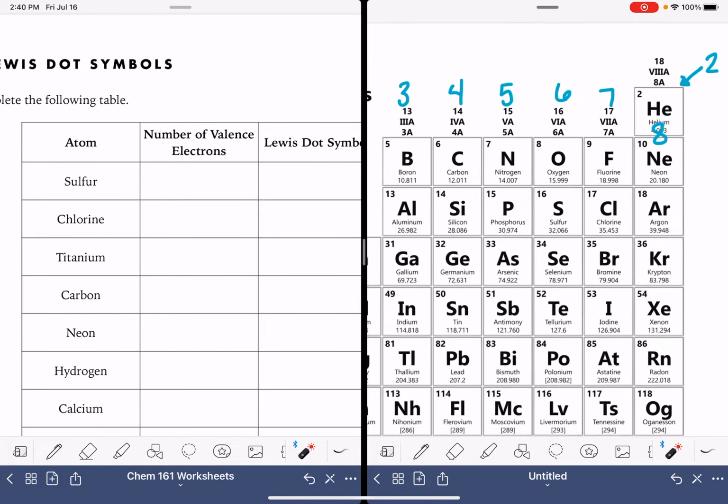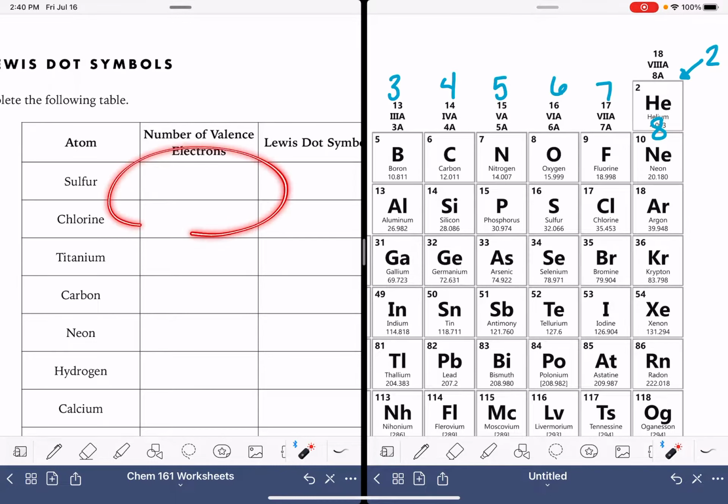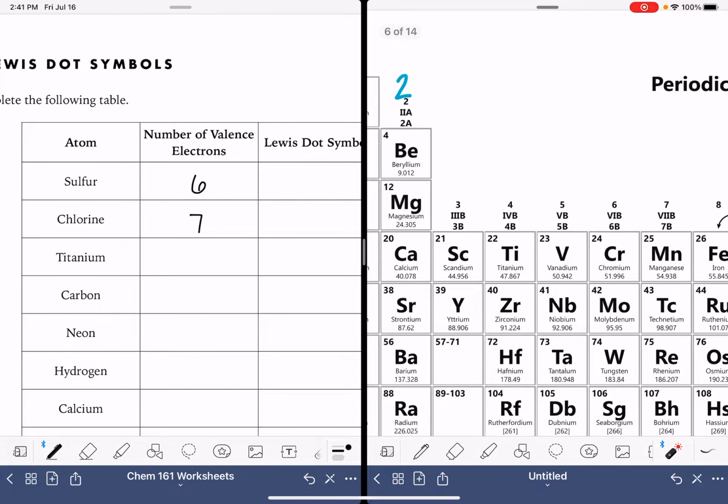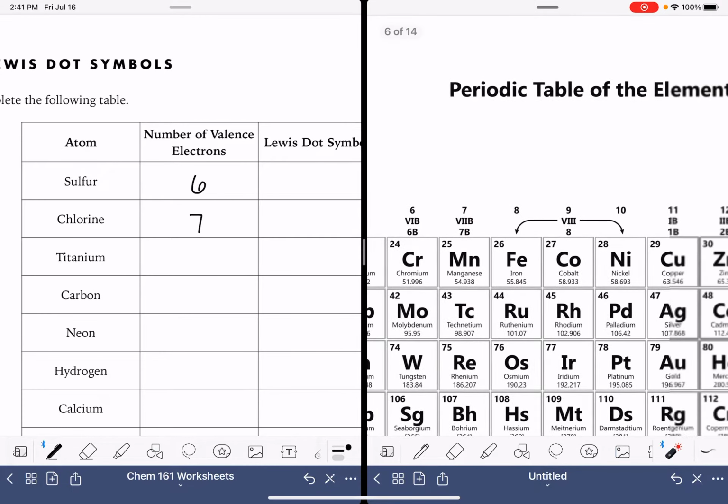So the first atom that we're looking at on this worksheet is sulfur. Sulfur is in the 6th column, so that means it has 6 valence electrons. And right now, let's just write out the valence electrons. Chlorine, which is next to sulfur, has 7 valence electrons. Titanium is in this kind of tricky area, so we're going to skip it for now, and we'll come back to it because it's kind of hard.